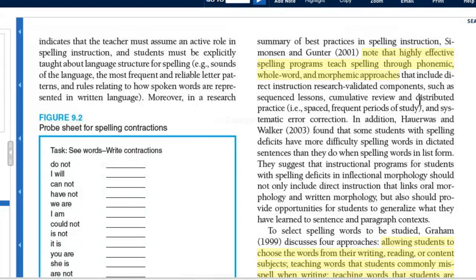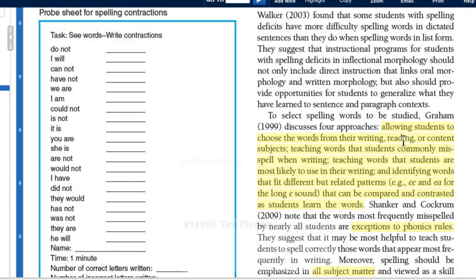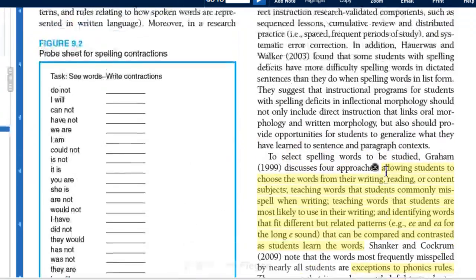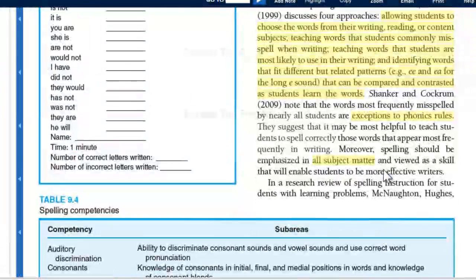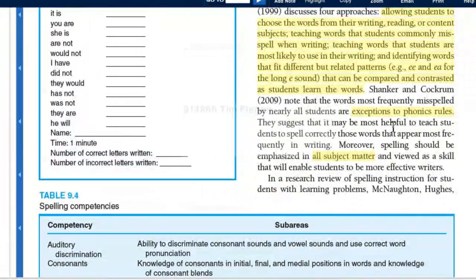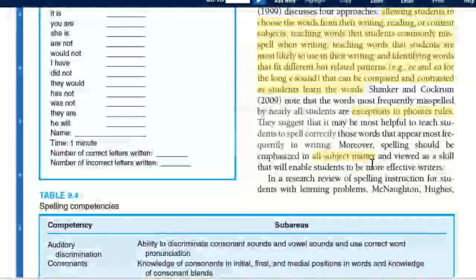And so we're challenging you as a teacher to come up with these different spelling approaches together. Okay, allowing students to choose words from their writing, that kind of thing. All right. Exceptions to phonic rules.